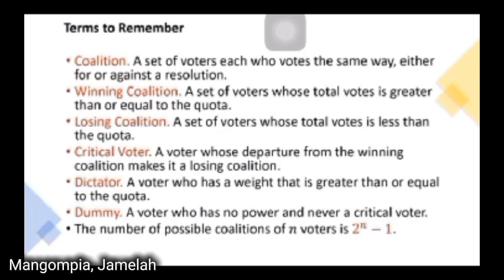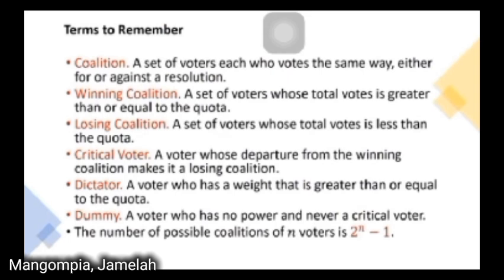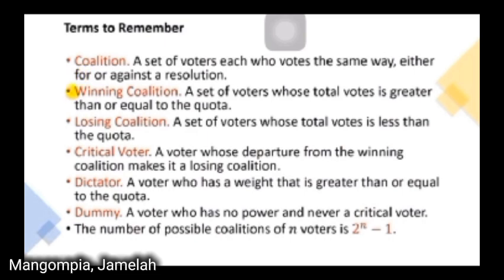Terms to remember. Ito naman yung mga terms na kailangan nating tandaan kapag nakakita tayo ng weighted voting notations. Coalitions: a set of voters each who votes the same way, either for or against a resolution. Pag nag-set ka ng mga voters either for or against a particular resolution, coalition yung tawag doon. The second one is winning coalitions: a set of voters whose total votes is greater than or equal to the quota. Sila yung set of voters na napili yung kanilang panukala kasi nga sila yung mga nanalo. So, syempre, yung hindi naman nanalo ay tinatawag din siyang losing coalitions.